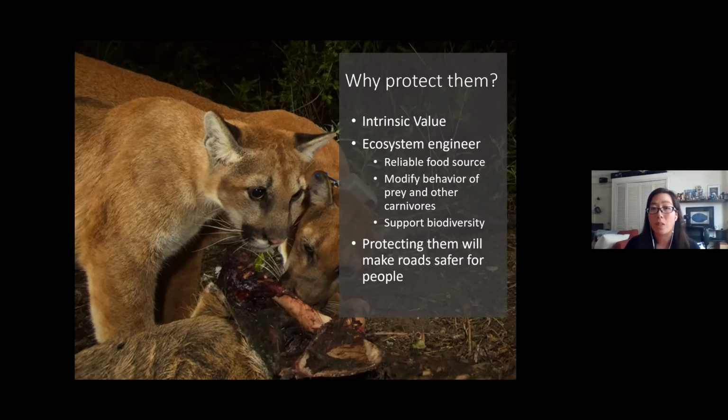And then another reason to protect them could be also self-serving. If we protect them and make crossings more available to them, then we also make the roads safer for people to drive on. And so, just to reiterate, in other places, we're seeing up to 96% reduction in wildlife vehicle collisions where we have crossings. And so that would be really awesome in much of our state.